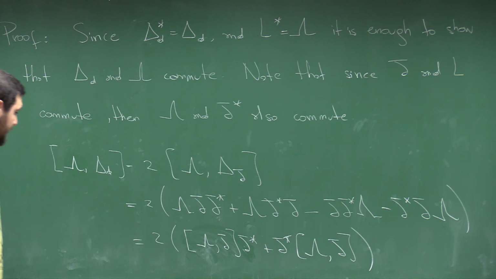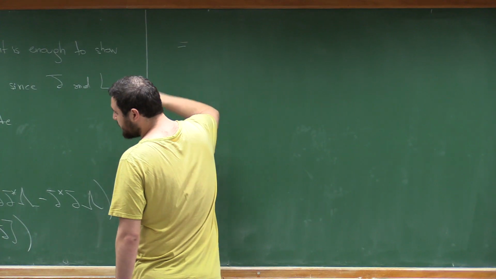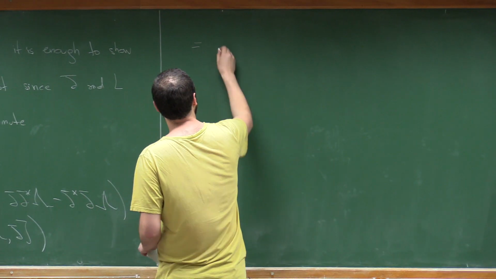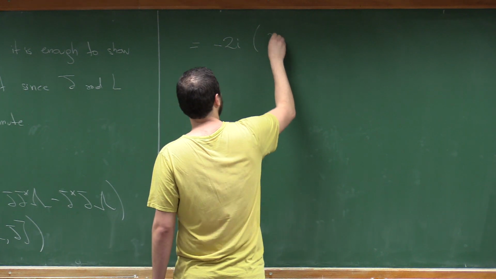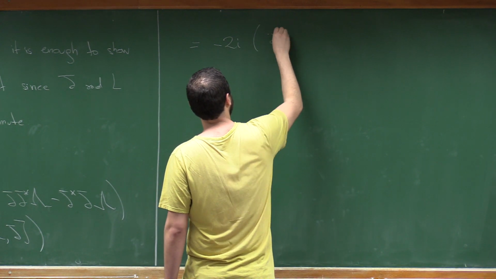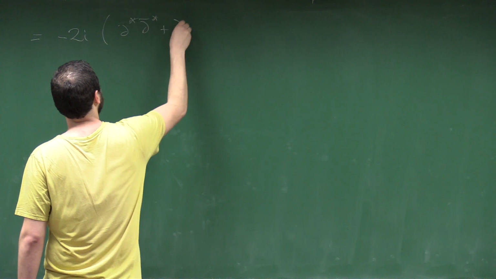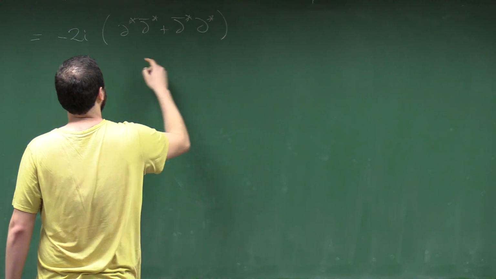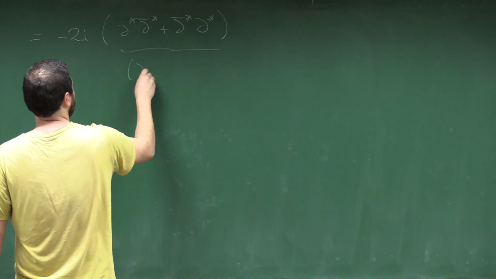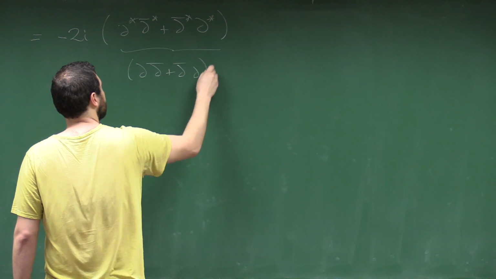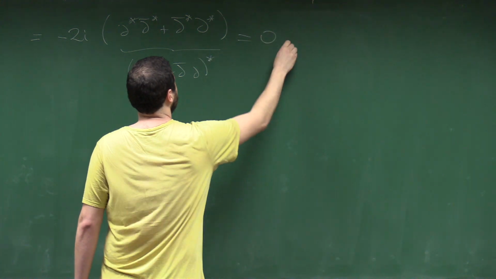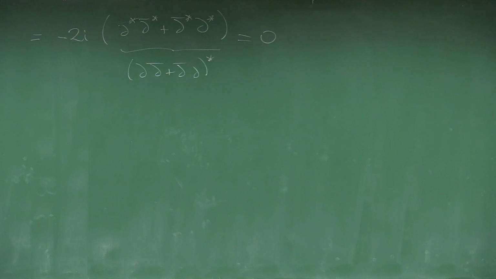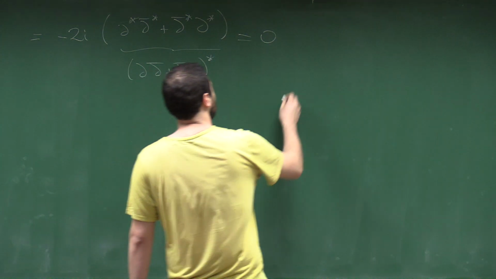Right? And now we can use the identity that I saw yesterday, I mean the last class. And so this will be equal to, so I think it's 2i minus 2i, minus 2i partial bar star partial bar plus partial bar star partial star, and this is the star of partial bar plus partial bar partial. And this is 0. Right? So that's the proof.